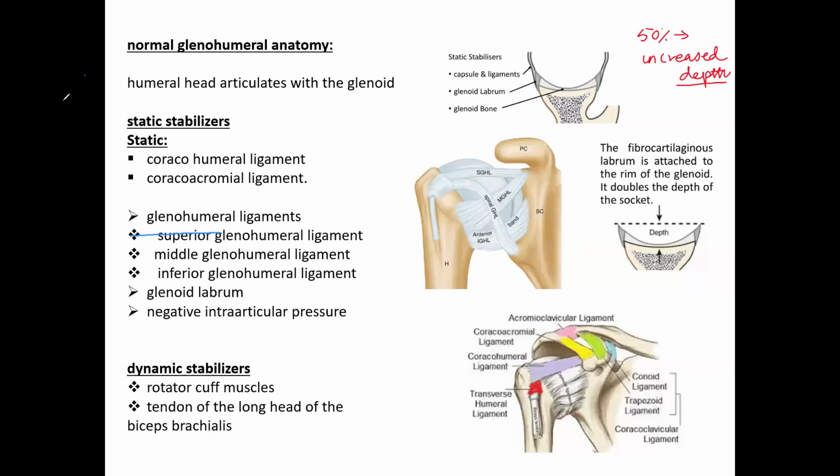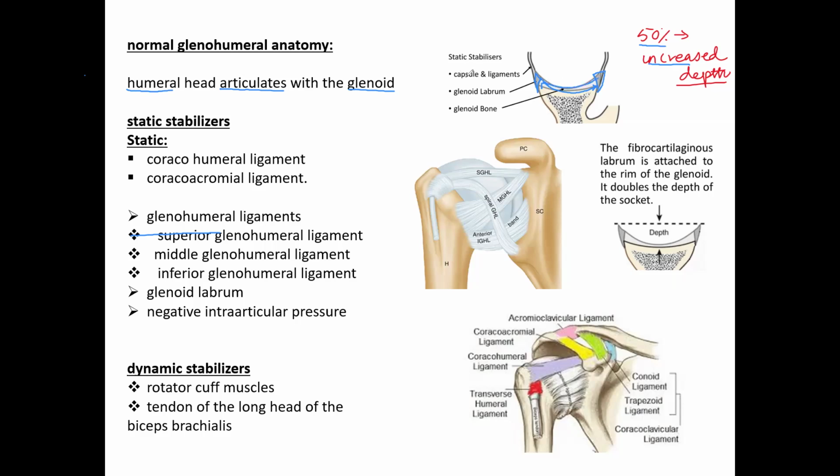Here is the normal anatomy of the shoulder joint. The shoulder is the head of the humerus articulating with the glenoid. It's a ball and socket joint. In the anatomy, we have stabilizing structures for the shoulder. One is the bone itself, which is concave like this. To increase the depth, we have the glenoid labrum. The glenoid labrum increases the depth of the shoulder joint by 50%.